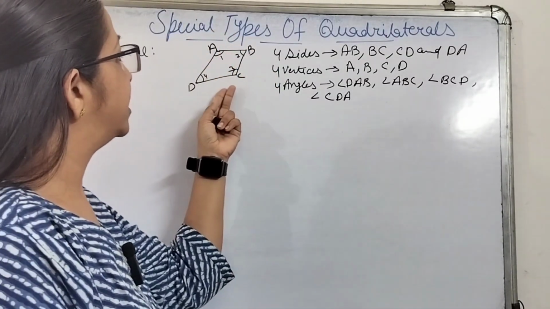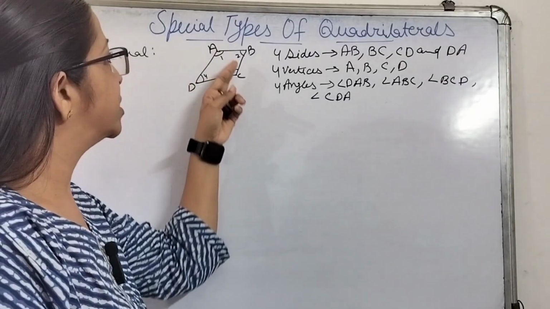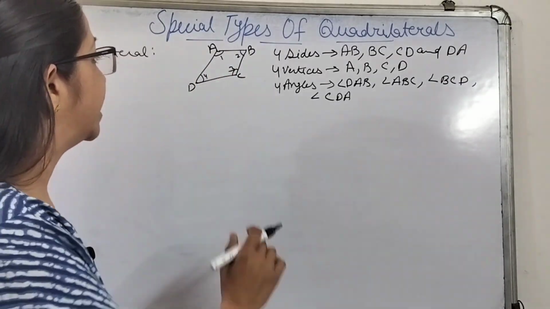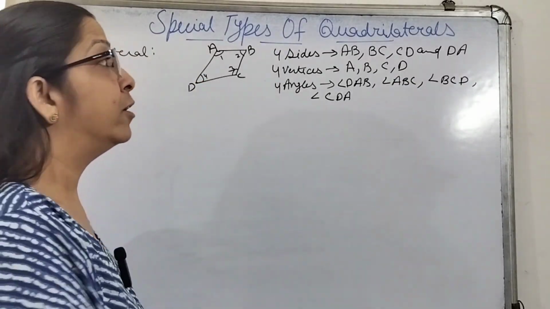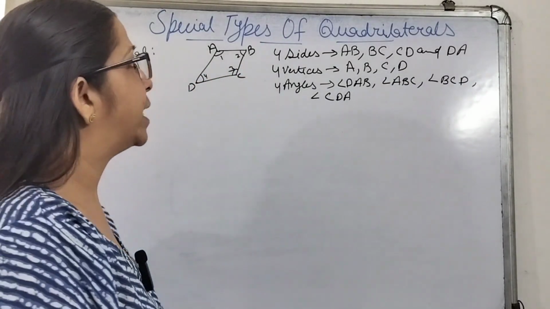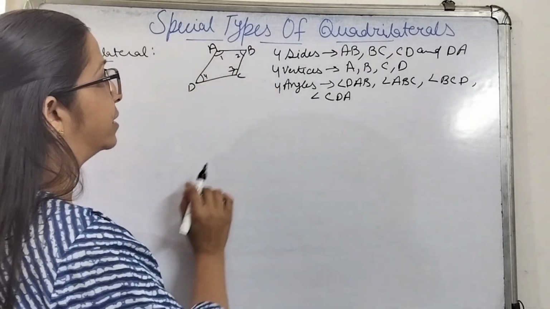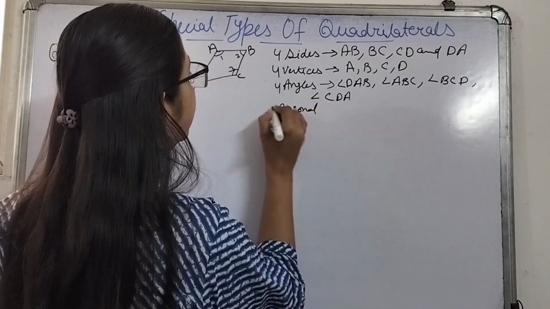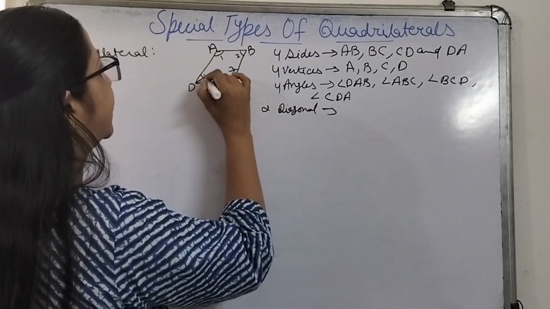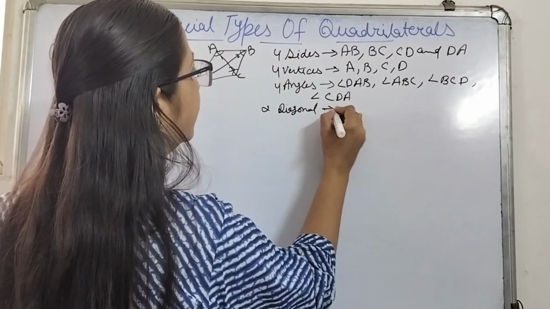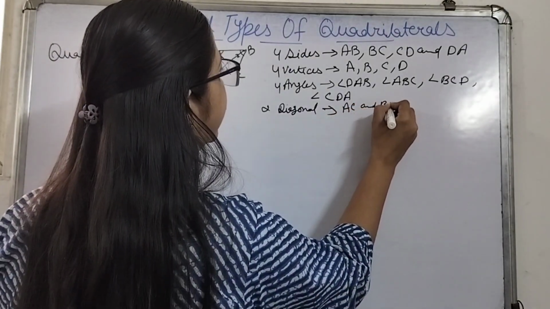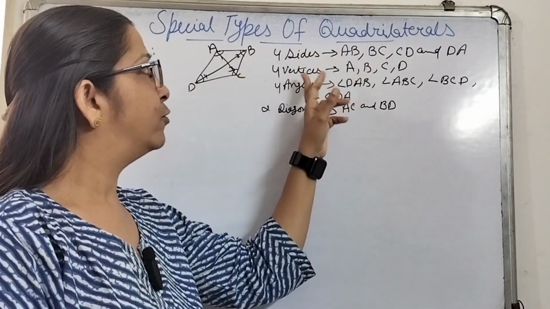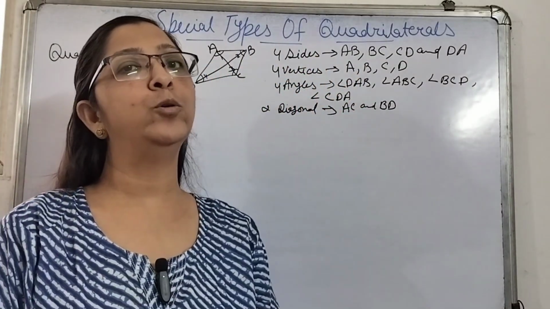So a quadrilateral is a closed figure. It is a polygon which has four sides, four vertices, four angles. And we have even learned that if we join any vertex with a non-consecutive or non-adjacent vertex, then we get a diagonal. So a quadrilateral has two diagonals. For this quadrilateral, the diagonals are AC and BD. So a four-sided polygon has four sides, four vertices, four angles and two diagonals.